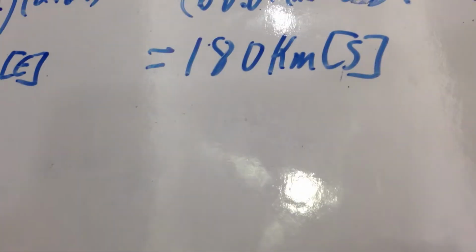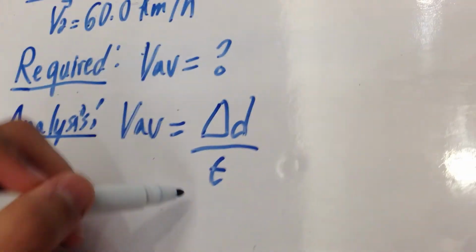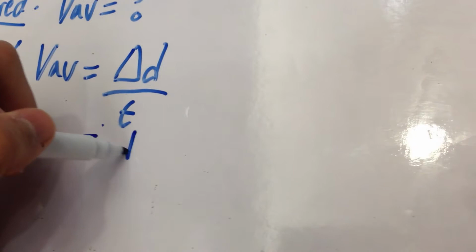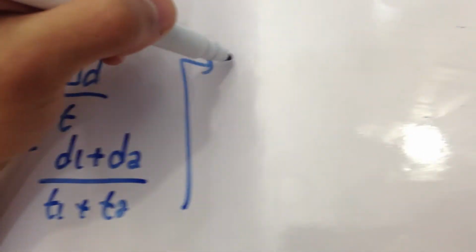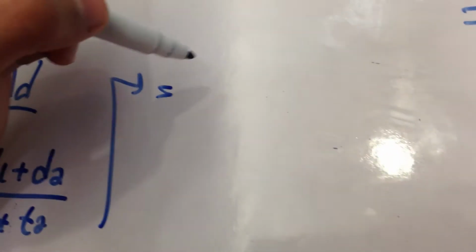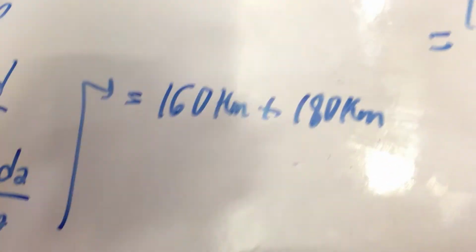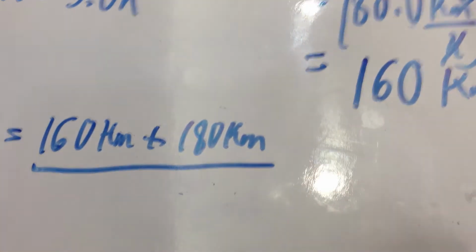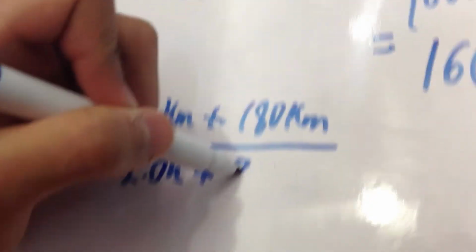Now, keeping in mind that we're here to calculate speed, this means that direction does not matter, so we can ignore the south, and we can also ignore the east given in the values. So using the formula, we know that VAV is delta D over delta T. So this would be D1 plus D2 over T1 plus T2. Then we put in the values we're given. We have 160 kilometers, and we're also given 180 kilometers, and this is all over time, which is 2.0 hours added to 3.0 hours.